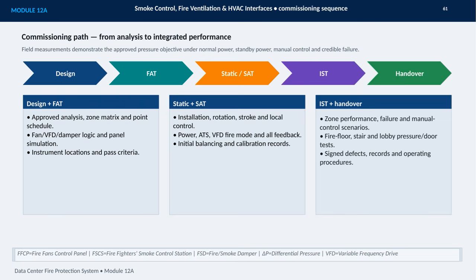Integrated systems testing, or IST, moves from individual components to real operating scenarios. Teams verify zone performance, credible failures, manual control, and pressure and door behavior at the fire floor, stairs, and lobbies. The final handover includes signed defect records, test documentation, and operating procedures. The objective throughout is to demonstrate the approved pressure under normal power, standby power, manual control, and failure conditions.